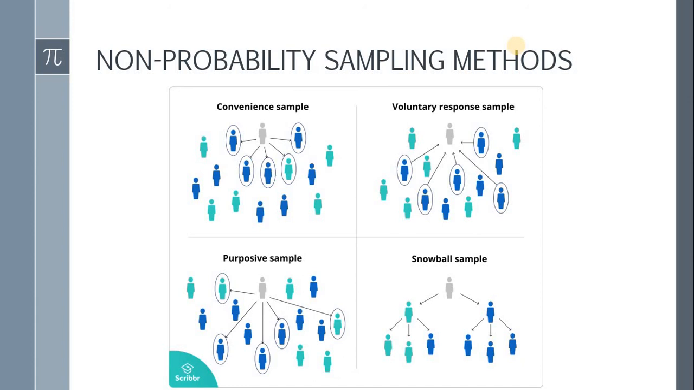Okay? So, the third one is purposive sample. So, sinabing purposive sample ay mamimili tayo based on our purpose. And the last one is snowball sample. Okay, paano naman yung snowball sample?